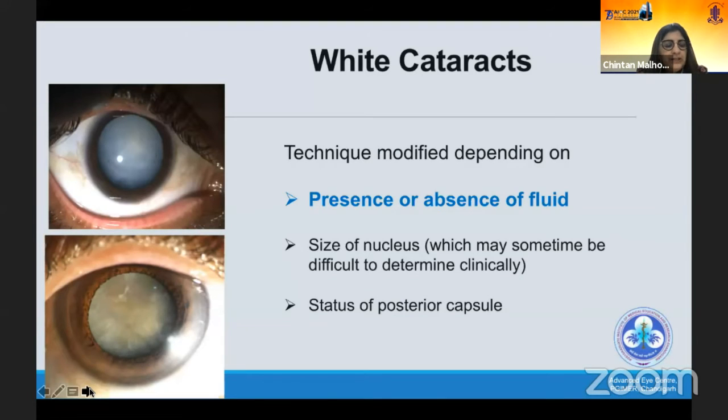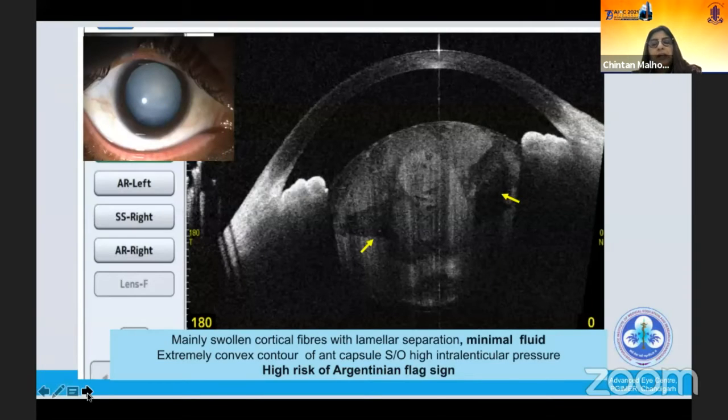In white cataracts, there are lots of publications. What most of them emphasize is that we need to look for the presence or absence of fluid and also the status of the posterior capsule. For example, this is a young lady who has a swollen cataract. We can see how convex it is, but there are not too many fluid pockets. The small hyperreflective areas initially are the areas of lamellar separation.